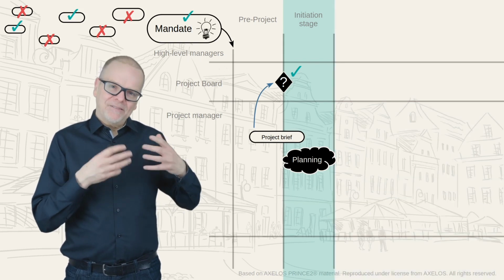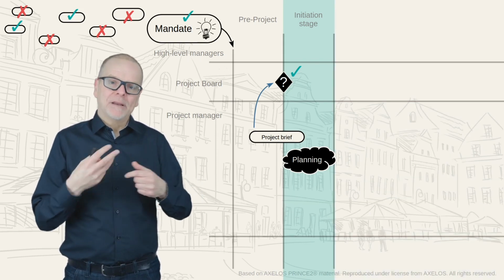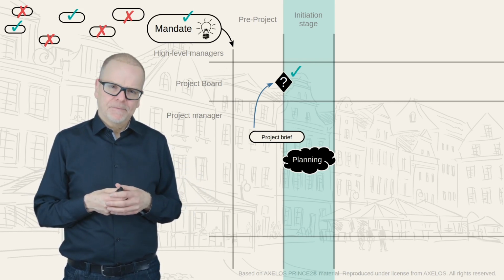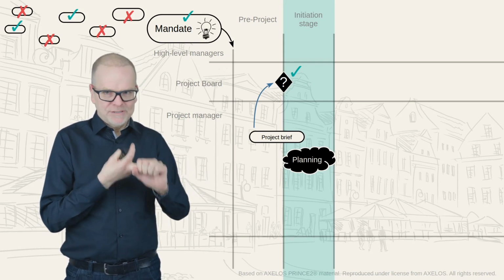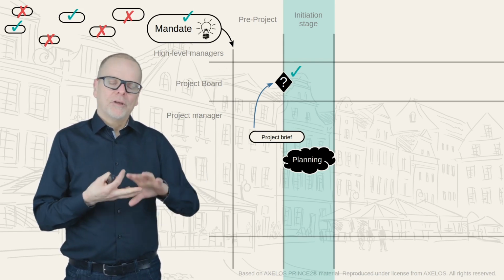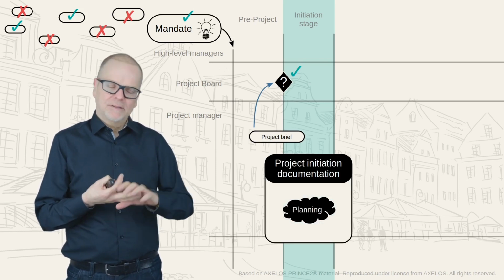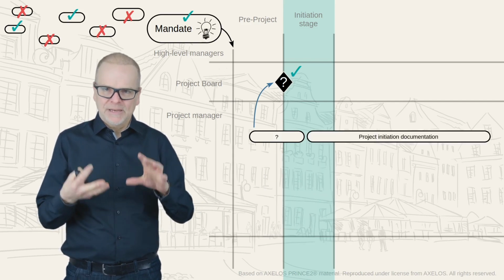So at the end of this stage, we will have a high-level plan and more reliable information about the justification of the project. Now, all of this information is packaged together into one document, and this is called the project initiation documentation. So it's a document that brings together all the initiation information. That's where the name comes from.